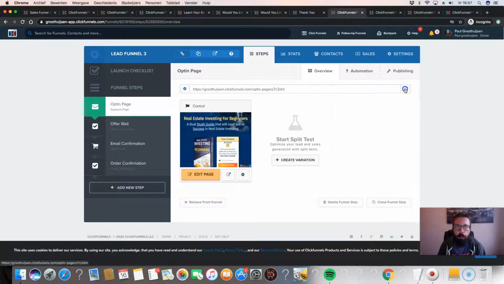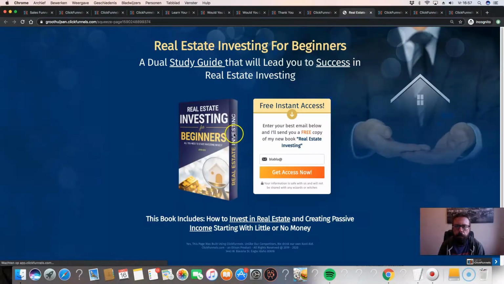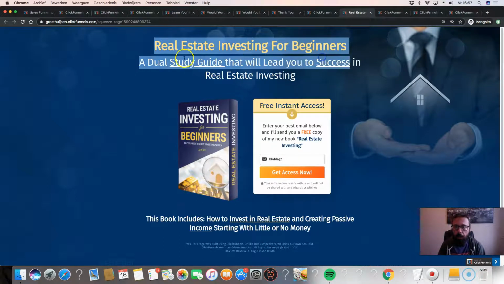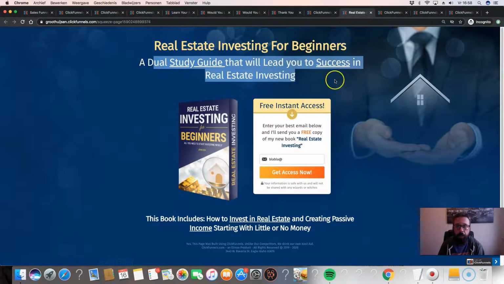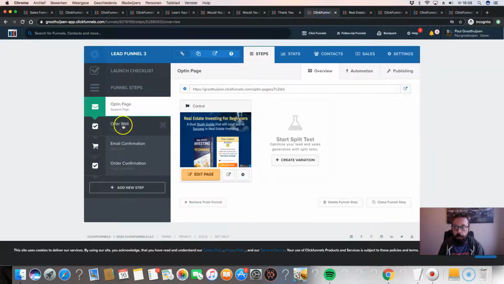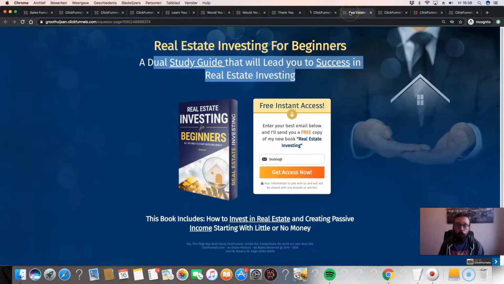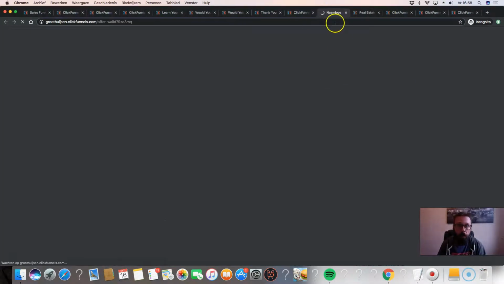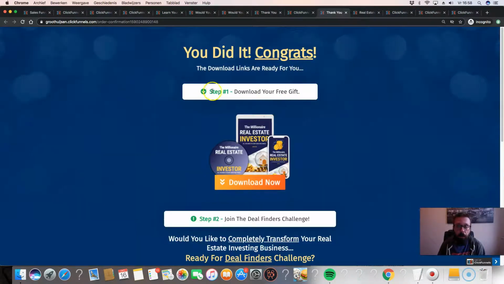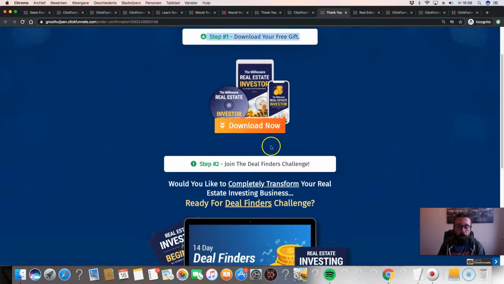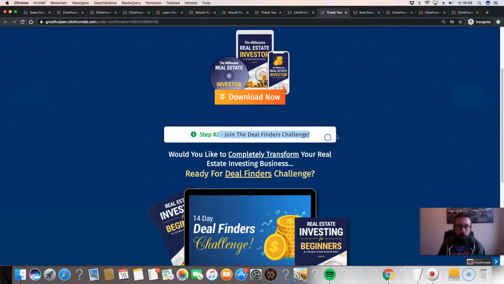This is another example. So if you're in real estate, it's exactly the same. Different headline about stuff that they want. A do-it-yourself study guide that will lead you to success in real estate investing. So this is about real estate investing. Somebody who is looking for real estate investing wants to get this free book. It's like, oh yeah, here's my email address. And it's like, okay, thanks. Download your gift and join the Deal Finder Challenge.